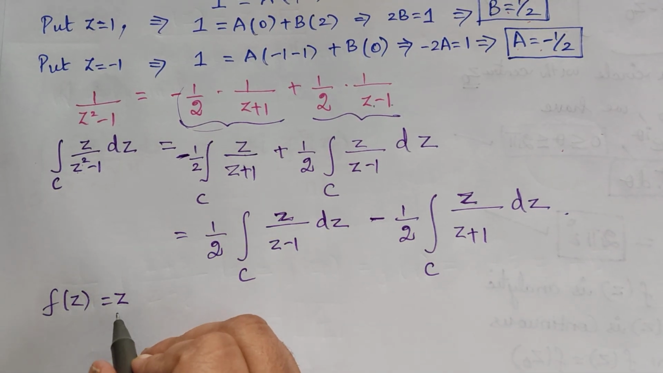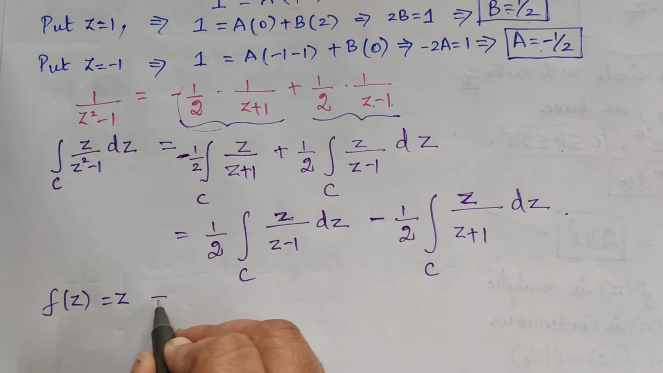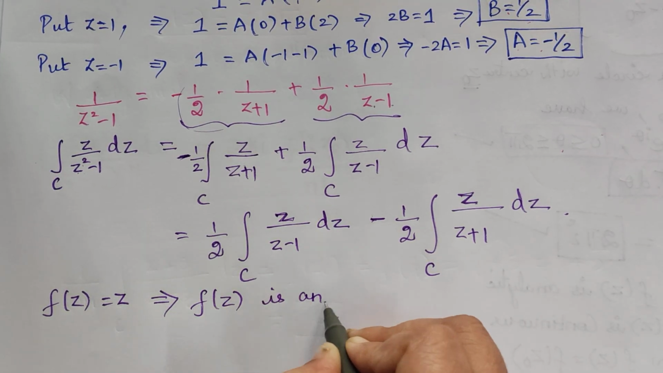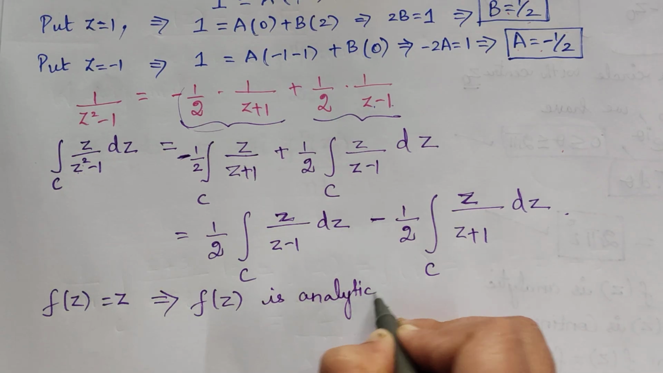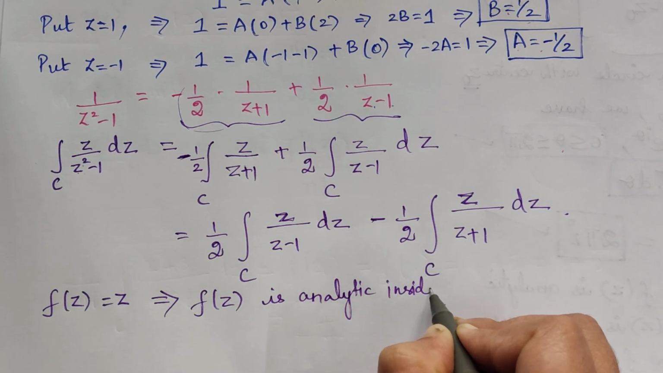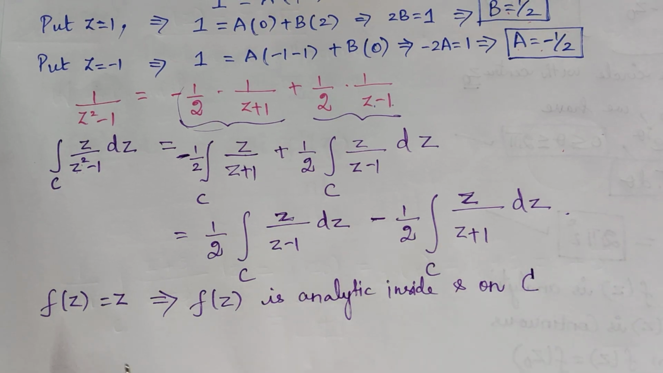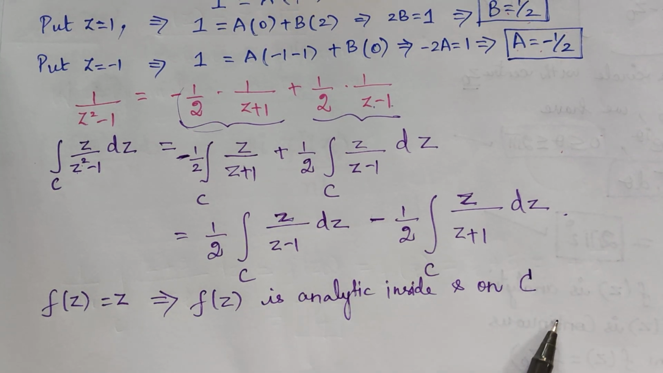which is of course a polynomial. That is, it is an algebraic function, which implies f of z is analytic inside and on C, because we know that every polynomial is analytic inside and on C. Next, we have to check about the point z naught.